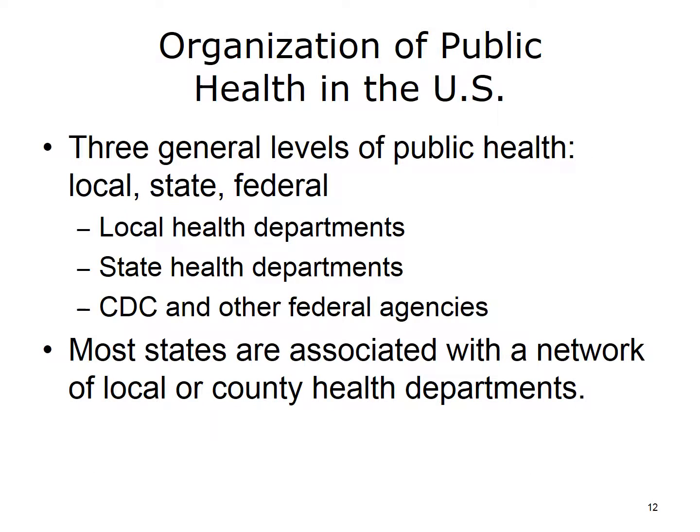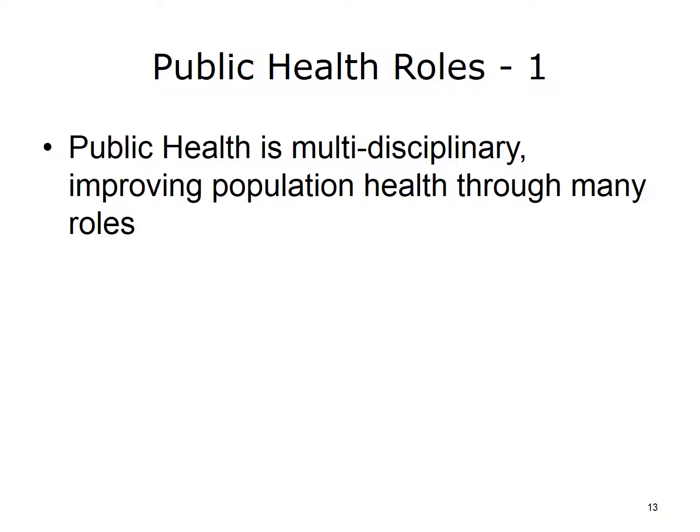In general, there are 3 levels of public health in the U.S.: local, state, and federal. Local health departments may exist at the county level or in some cases may represent more than one county. State health departments usually, but not always, are associated with a network of local health departments. The federal level is represented by the Centers for Disease Control and Prevention, or CDC, as well as other federal agencies.